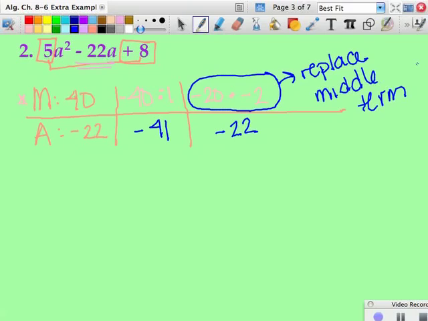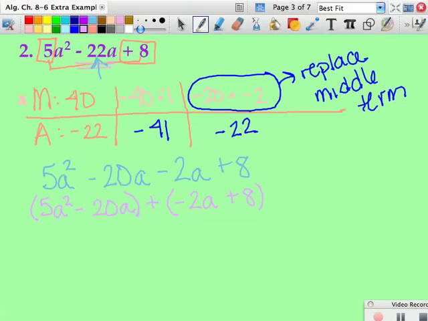Okay? So remember that when you replace the middle term, you use the variable that's already there. So we leave 5a squared, but now it will be minus 20a minus 2a plus 8. Okay? So all we did was replace this, because if you added these two back together, you would end up right back at this middle term. Do the grouping. So group your first two, 5a squared minus 20a. Plus sign in between, group your last two, negative 2a plus 8.